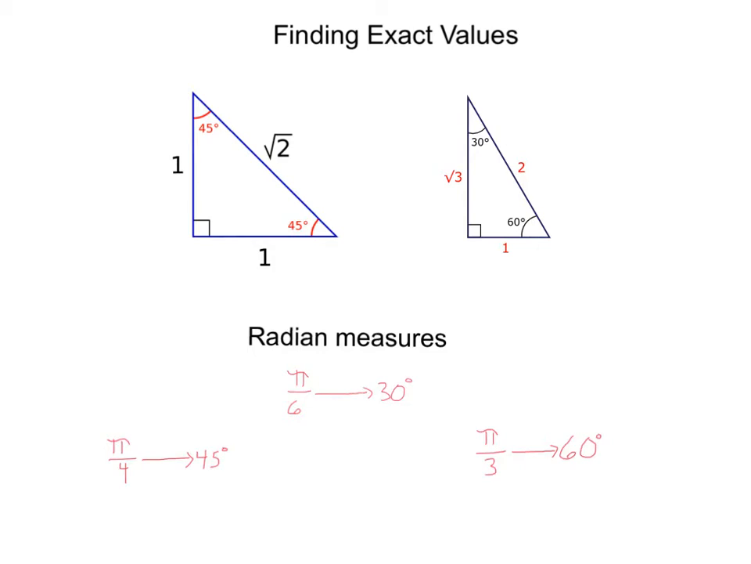As another note, when you have radian measures, a pi over 6 radians is equivalent to 30 degrees. So whenever you see pi over 6, you're going to be thinking of your 30, 60, 90 triangle. Whenever you see pi over 4, that's equivalent to 45 degrees. You'll be thinking of the 45, 45, 90. And whenever you see a pi over 3, that's equivalent to 60 degrees. You'll be thinking of the 30, 60, 90 again, only 60 degrees will be your primary angle.